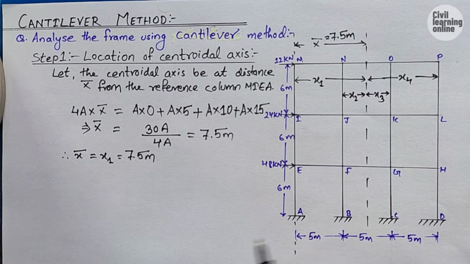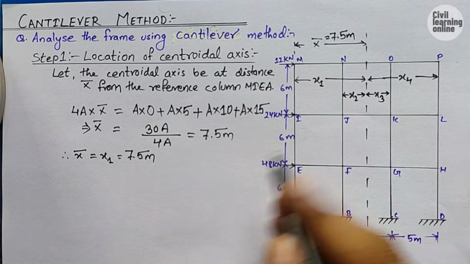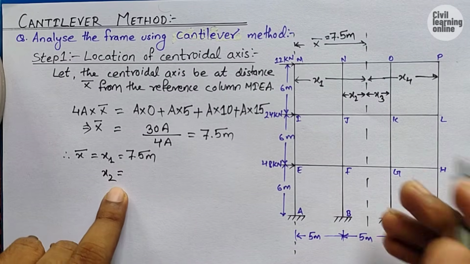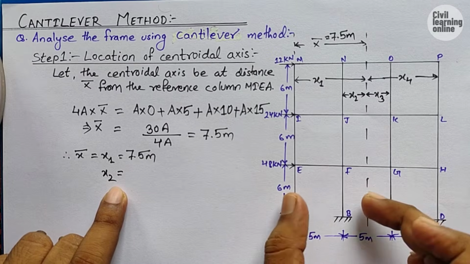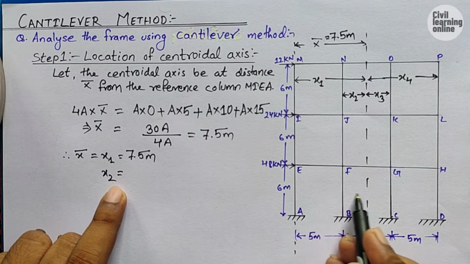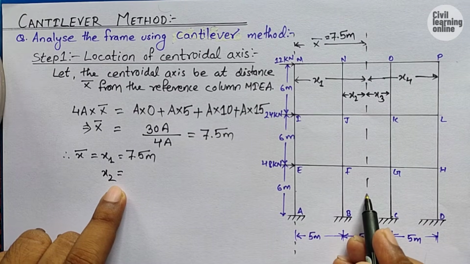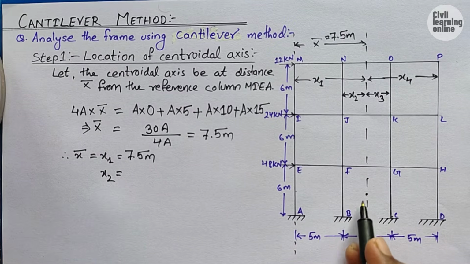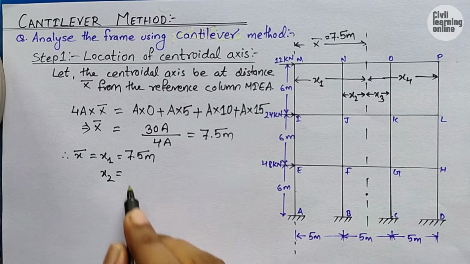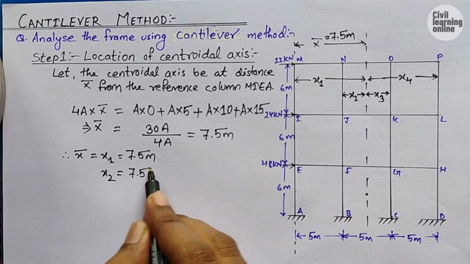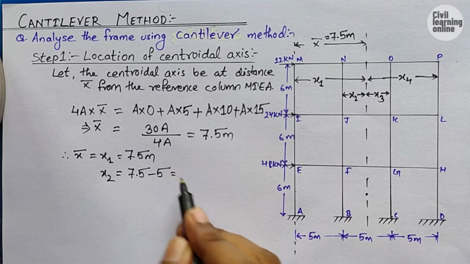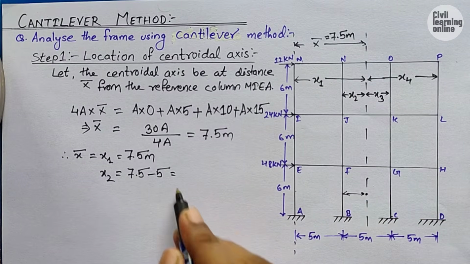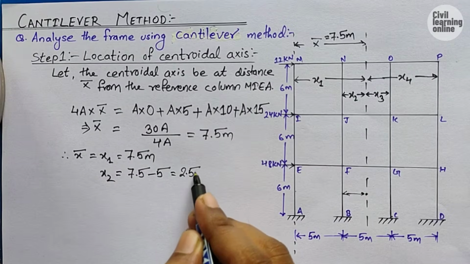equals 7.5 meter. Now after calculating X1, we need to calculate X2, so X2 will be equal to this whole span up to here. From here to here it is 7.5 meter, and this much portion is 5 meter. So we can easily get this value. How? Simply subtract 7.5 minus 5 meter, and we will get this span from here to here, that is the value of X2 equals 2.5 meter.